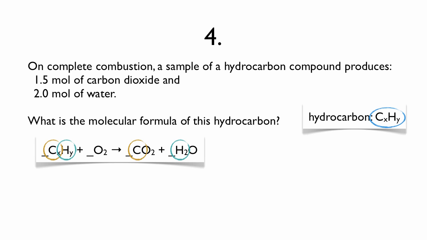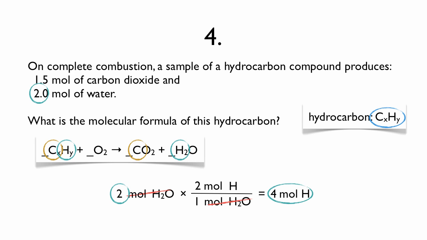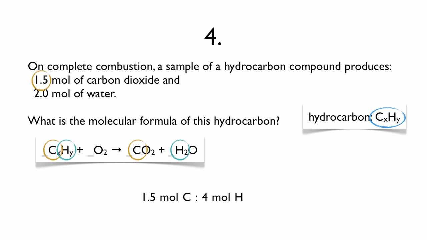in the water. So, we can take those 2 moles of water, multiply by the ratio of 2 moles of hydrogen for every 1 mole of water, units cancel out, and we have our 4 moles of hydrogen. We can do the same thing with carbon, but here it's a direct 1-to-1 ratio. The 1.5 to 4 ratio means that the formula must be C3H8.